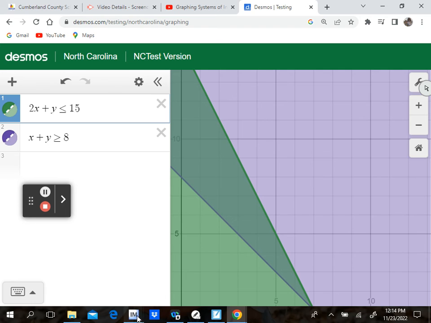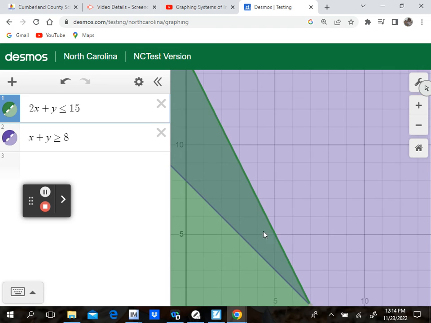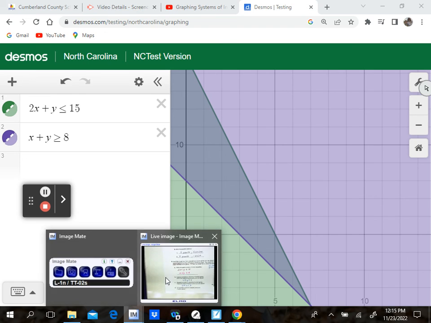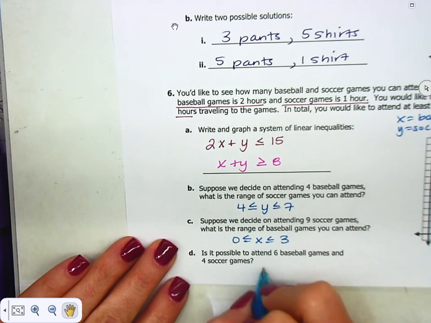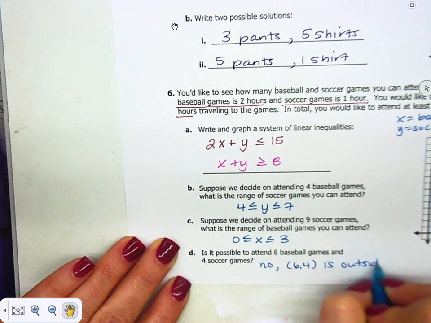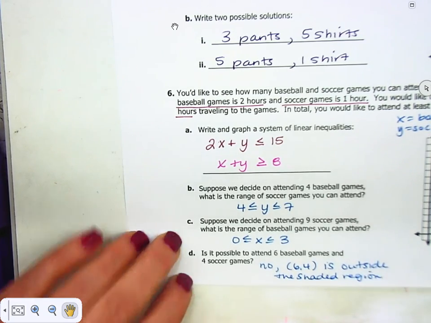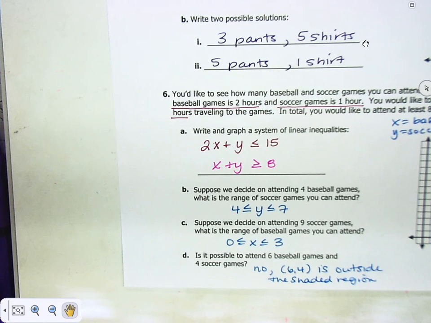Is it possible to attend 6 baseball games and 4 soccer games? Well, baseball would be 6, which is going to be here. Well, already at 6 baseball games, we are out of our area. Okay, so the answer to that one is no, it is outside of our shaded region. Okay. And that's more just reading the graph, y'all, and knowing what it's saying. All right, and we will do more of these tomorrow.